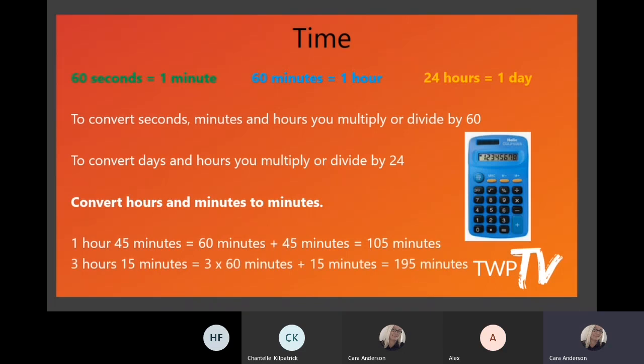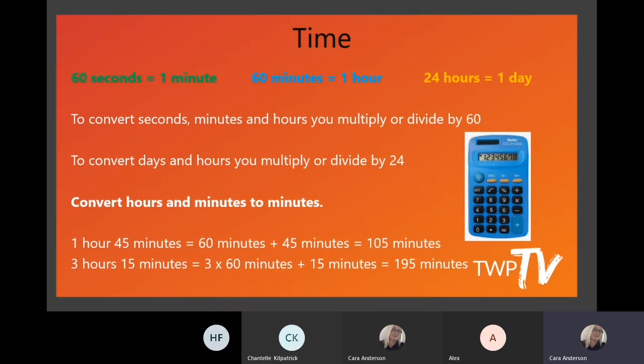So then 3 hours and 15 minutes, you would do 3 times 60, because you know that there's 60 minutes in an hour, so you've got 3 lots of 60 for your 3 hours, and then you add on your 15 minutes, so you end up with 195. Make sure that you use your calculator sensibly, and remember that you can't just add your hours and minutes up on your calculator. You have to convert them into minutes, and like I've done on the screen, that's exactly how you'll write it in your working out box, so I'll be able to see exactly what you've done.